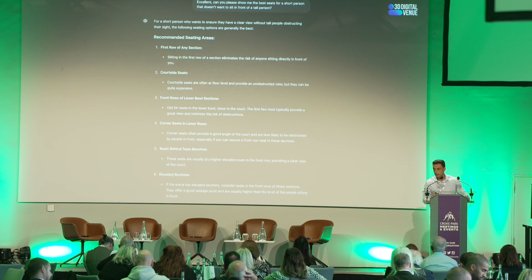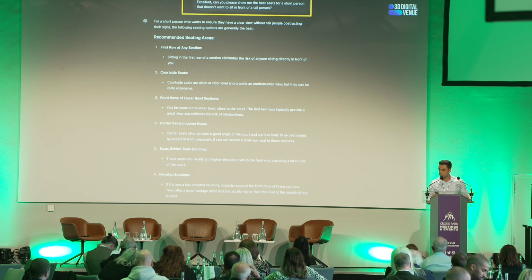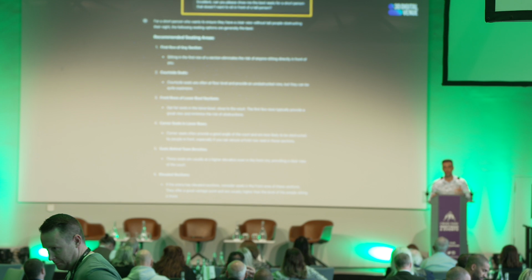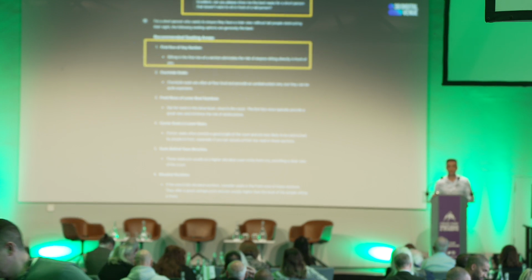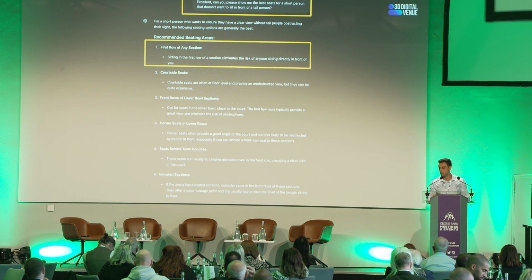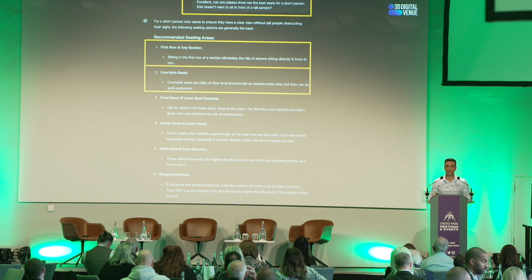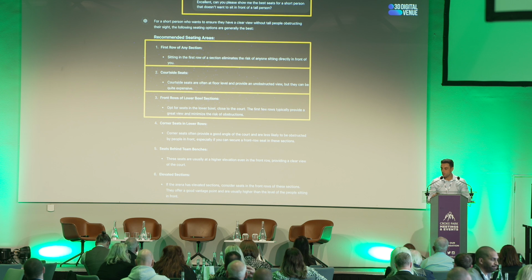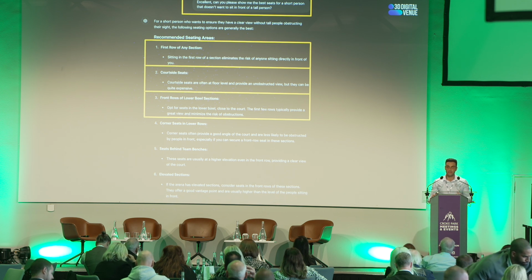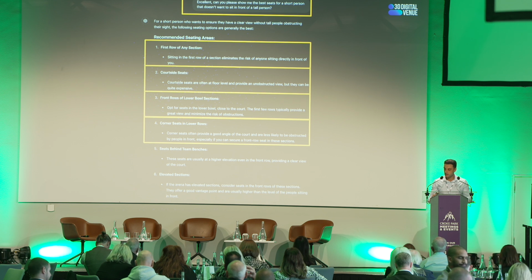So then I'm happy about the result, and I'm telling the system, excellent, can you show me the best seats for a short person like me that doesn't want to sit in front of a tall person, okay? I'm trying to be more specific here. And obviously the system has started to tell me something very obvious. Hey, let's go to the first row of any section. Let's go to the courtside seats. Let's go to the front rows of the lower bowl sections. These are general things, but the system is quite accurate in that regard. Corner seats in lower sections, seats behind the team benches, or elevated sections.